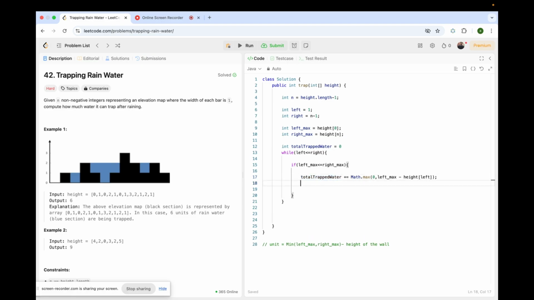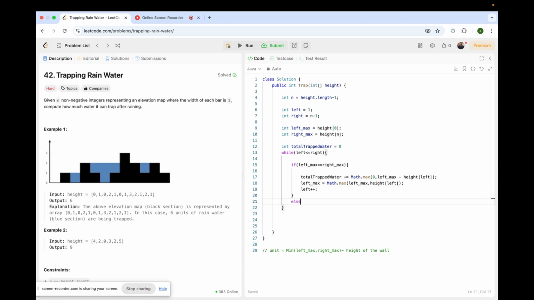Now, since we are moving from left to right, I need to update the left max also if the current index value is greater than the left max. So I will take Math.max of left max and height of left. This will update the left max value, and I will increase the left index.